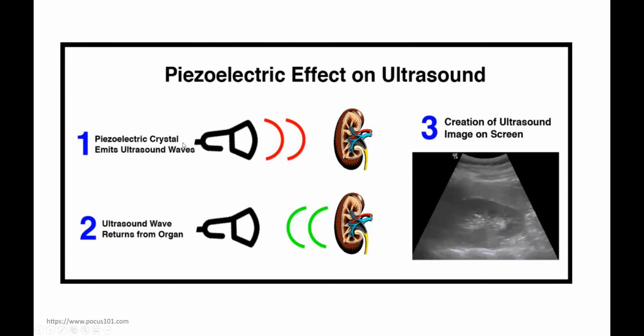Okay, so the basics of ultrasound is the piezoelectric crystal emits ultrasound wave. It will fall on the tissues of the body, and the ultrasound wave will be reflected back from the organ into the probe. The probe will receive it and send it to the machine, and the machine will create the ultrasound image on the screen.